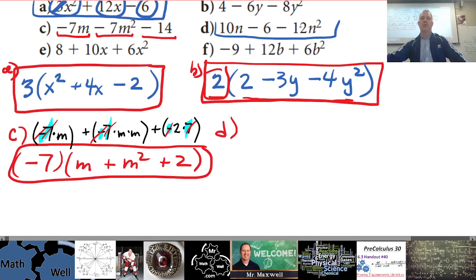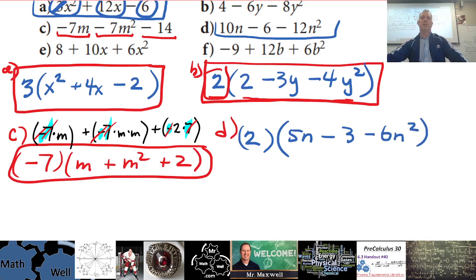What about 3? 3 can divide out of here and here, but can 3 divide out of 10? No. So we got to go to 2. Okay, so 2 is my greatest common factor because there's not an n. There's not at least one n in each term. So when I take a 2 out, 10n divided by 2 is 5n. Minus 6 divided by 2 is 3, and then minus 12. And negative 12n squared divided by 2 is minus what? 6n squared.